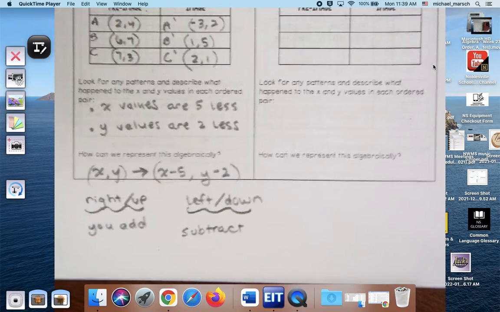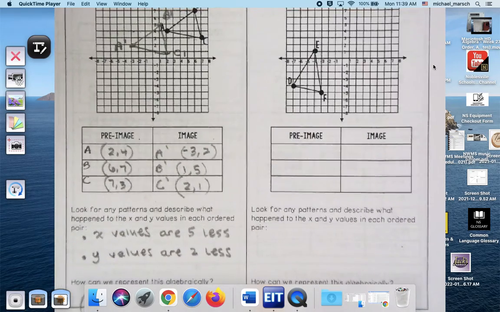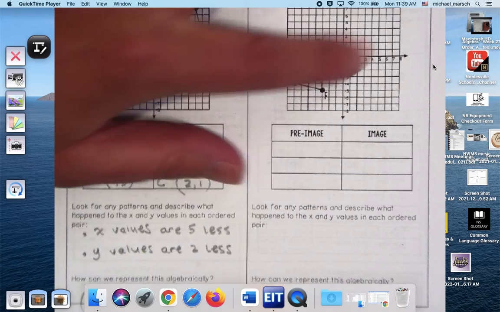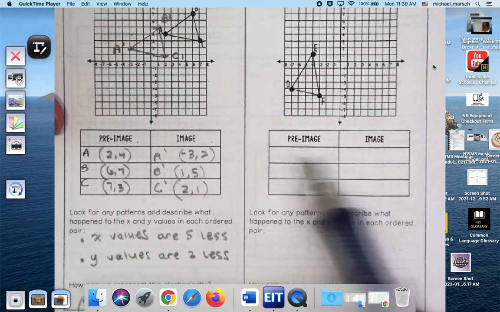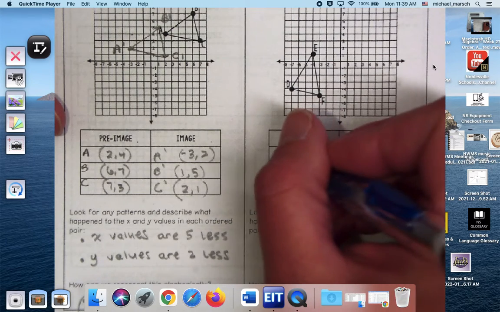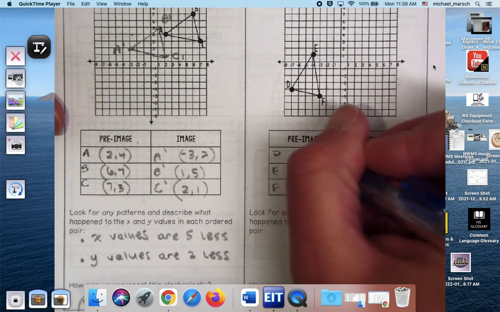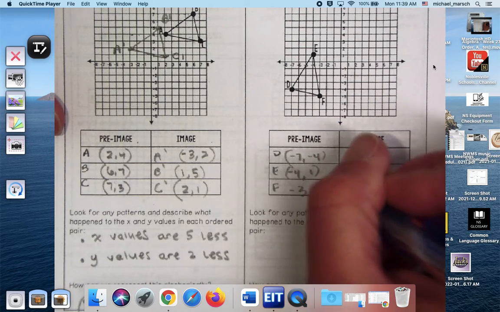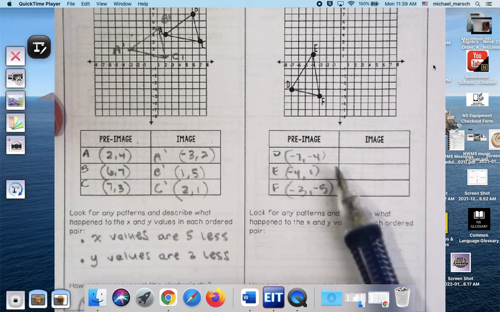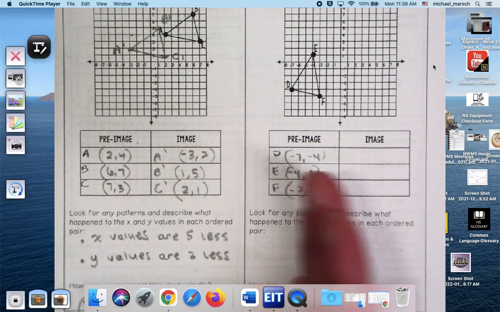So now let's look at this second one here. We're not going to translate it yet. We're just going to use what we just learned to come up with the ordered pairs for our pre-image and image. So we have D, E, and F. Go ahead and write down our pre-image coordinates for D, E, and F. Don't translate it yet. Just write down the pre-image coordinates.